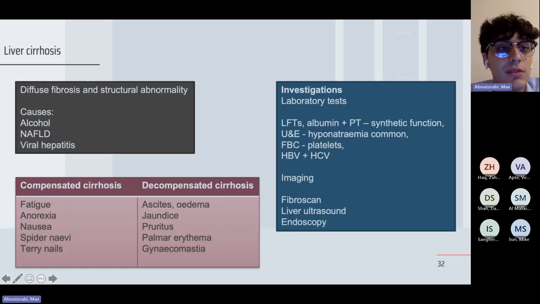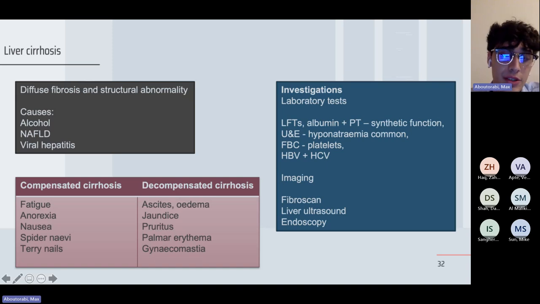And then liver cirrhosis, this is quite an important topic, especially for your AKTs and abdominal exams for your OSCEs maybe. So this is basically permanent scarring of the liver or diffuse fibrosis and structural abnormalities. The common causes are alcohol, non-alcoholic fatty liver disease, and viral hepatitis. However, any condition we've discussed can eventually lead to liver cirrhosis if it's either left untreated for long enough or if it's severe enough.